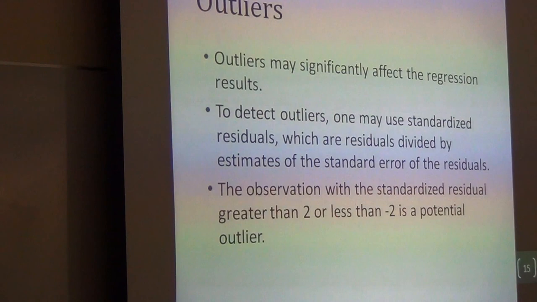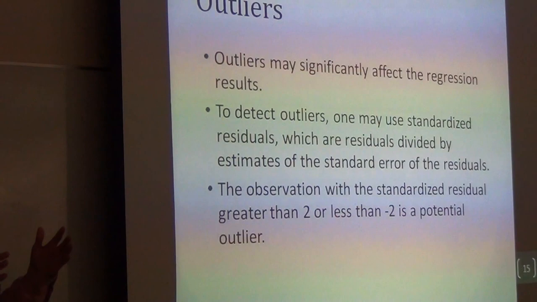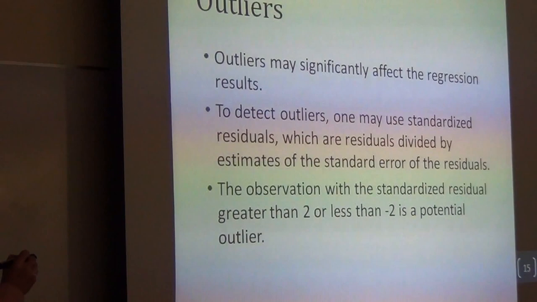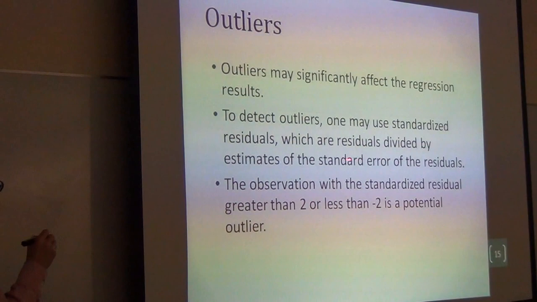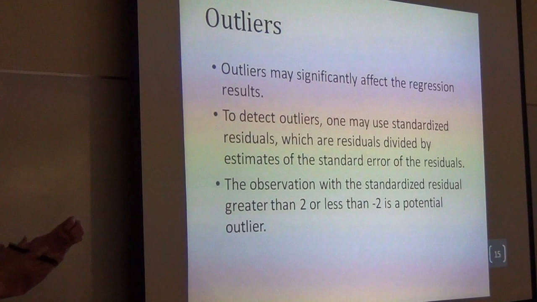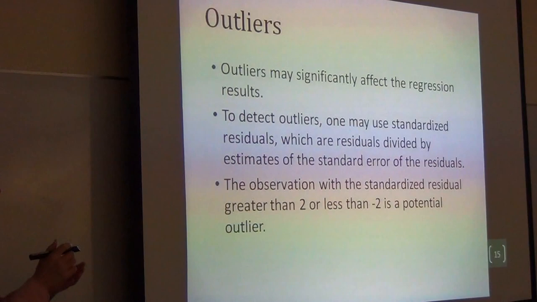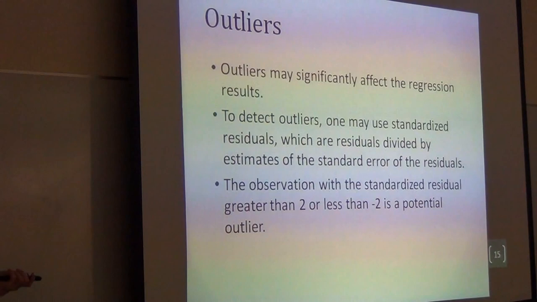Outliers are kind of important. Outliers may significantly affect the regression results. To detect outliers, statisticians use some formal mathematical tests. But you can simply use standardized residuals, which means residuals divided by the estimate of the standard error of the residuals. Because we only use 2 and minus 2, it's just for convenience. Typically, based on experience, people say an observation with a standardized residual greater than 2 or less than minus 2 is a potential outlier. So we are going to look at the graph.